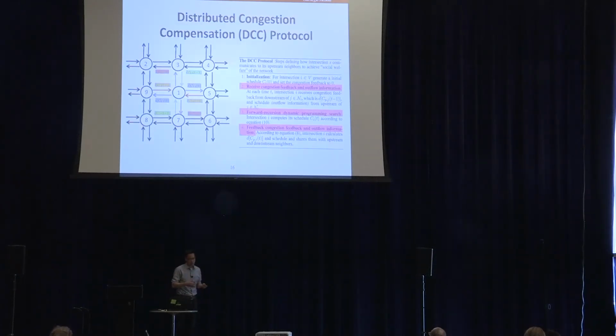So here, I want to use this slide to summarize our algorithm. At the beginning, each intersection receives the congestion feedback from its downstream intersection, and also receives the non-local cluster from its upstream intersection. Then we apply forward recursion dynamic programming to compute the schedule. After that, when we have the schedule, we send our computed congestion feedback to the upstream intersection, and also send our computed schedule to the downstream intersection. This whole process is repeated every second.